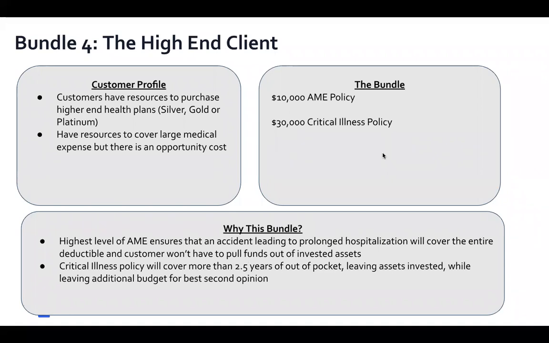And then very quickly, two last client profiles and bundles here. The high-end client, right? So we all have clients that are buying higher tier level major medical coverage, whether it's a silver, gold, or platinum type of major medical, and they likely are going to have the resources to cover a really big medical expense, right? But I think the key opportunity here is that if I have the resources, there is still an opportunity cost to having to spend my money on a big healthcare bill, right?